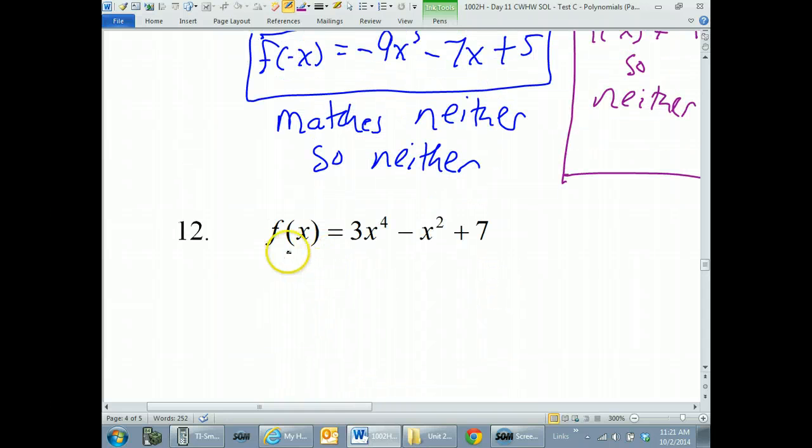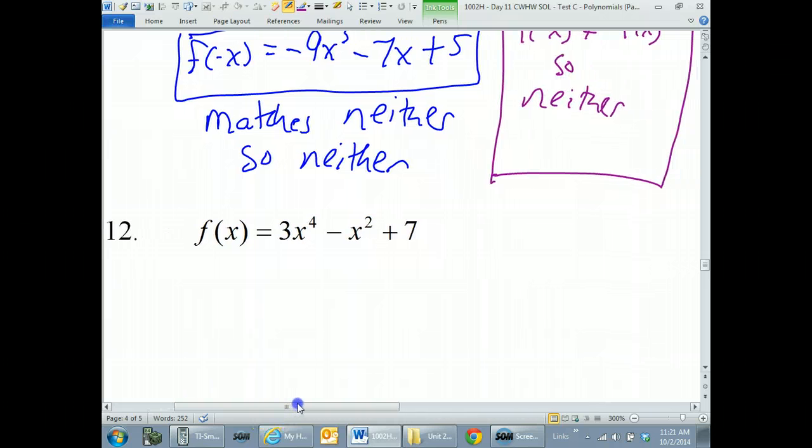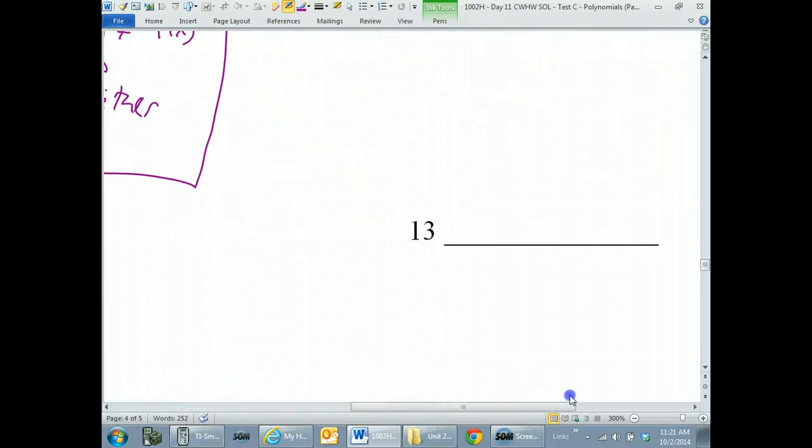All right. At a glance, looking at number 12, is this even, odd, or neither? You have two number 12? This one is going to be even because this 7 is like 7x to the 0 power. So it's even, even, even. So I know it's going to be even.